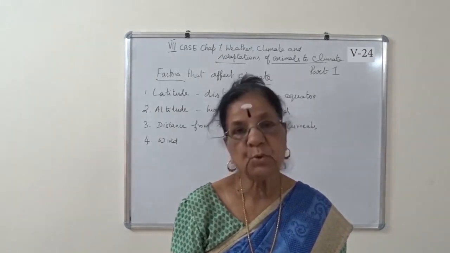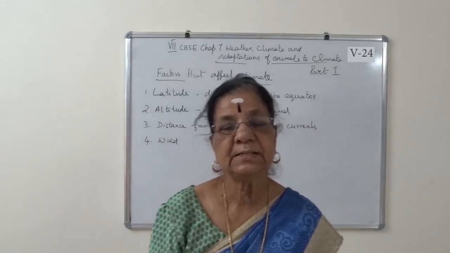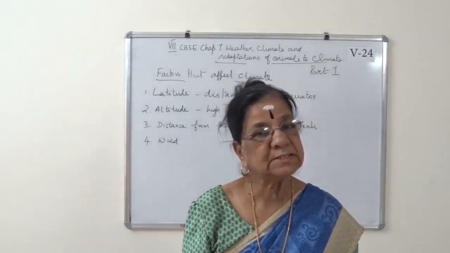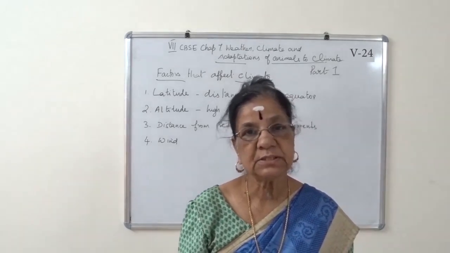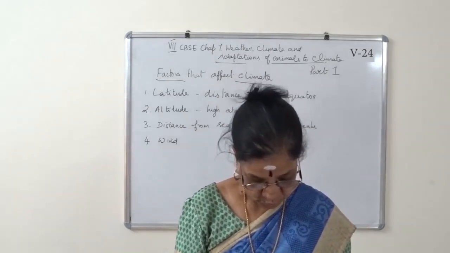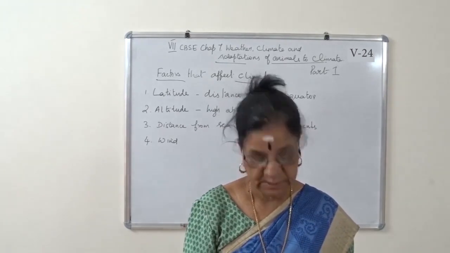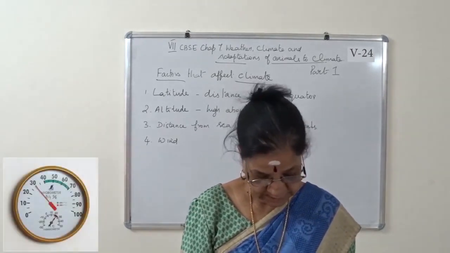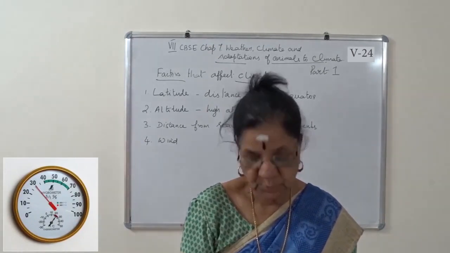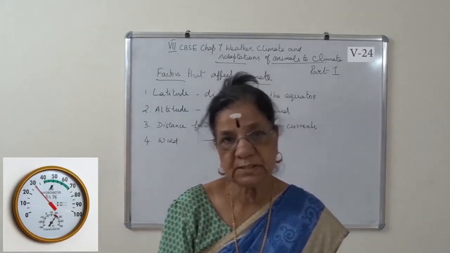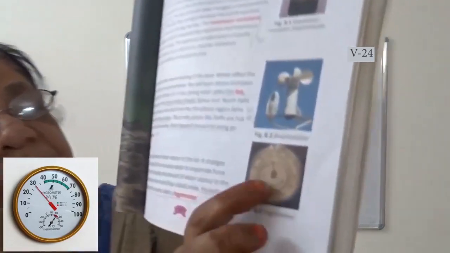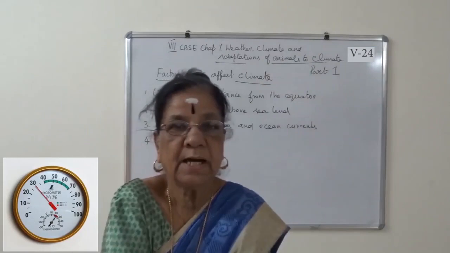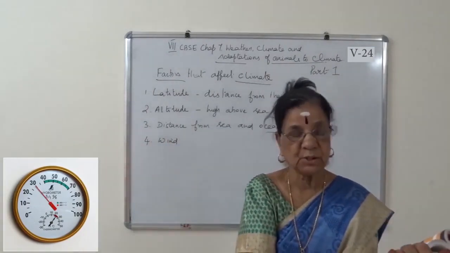Coastal areas are more humid than the inland areas. Inland places are a bit hot, right, whereas near the seashore it is cool. Coastal areas are more humid than the inland areas. And humidity is measured using an instrument called hygrometer.